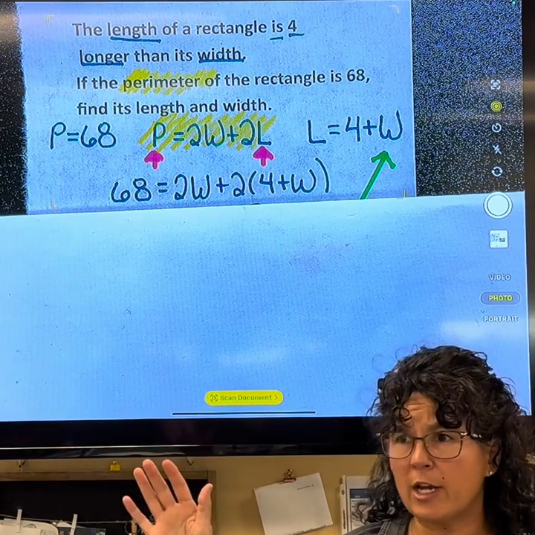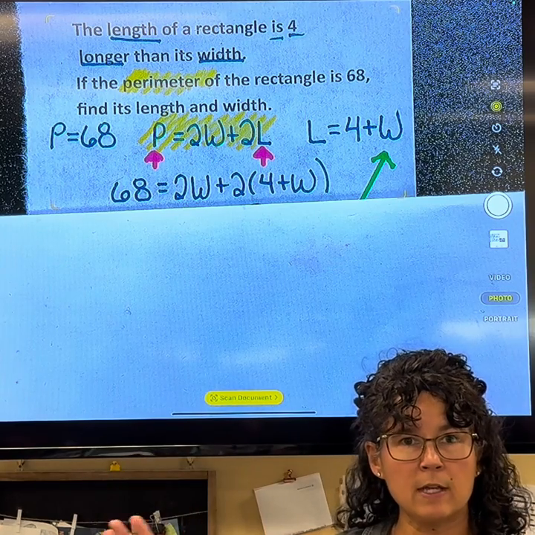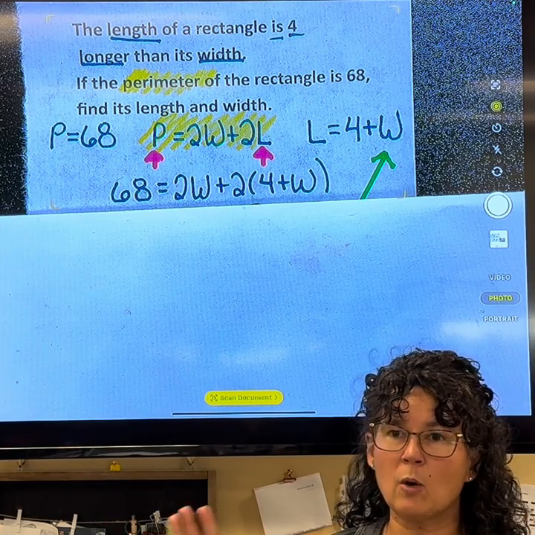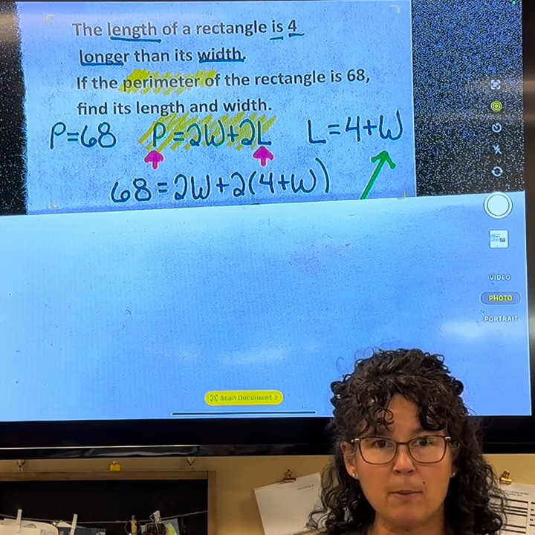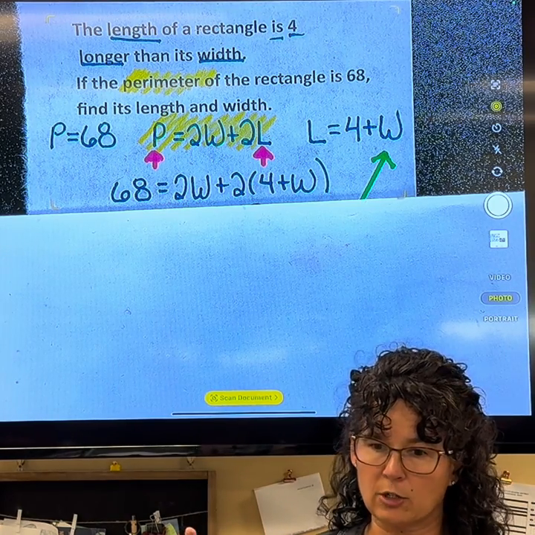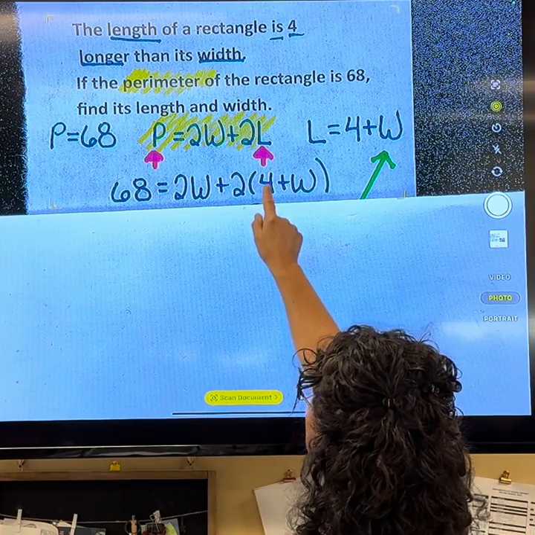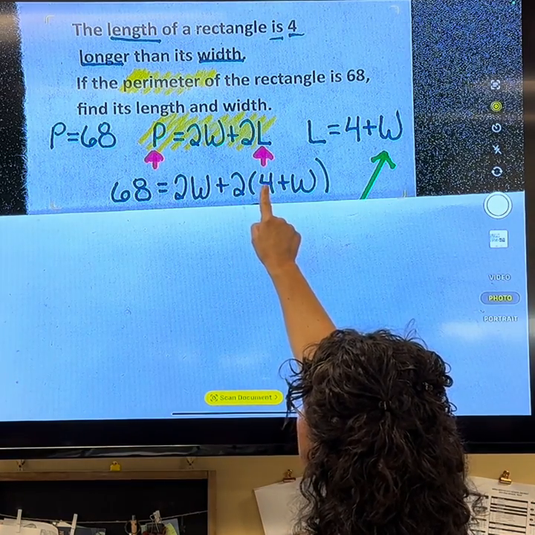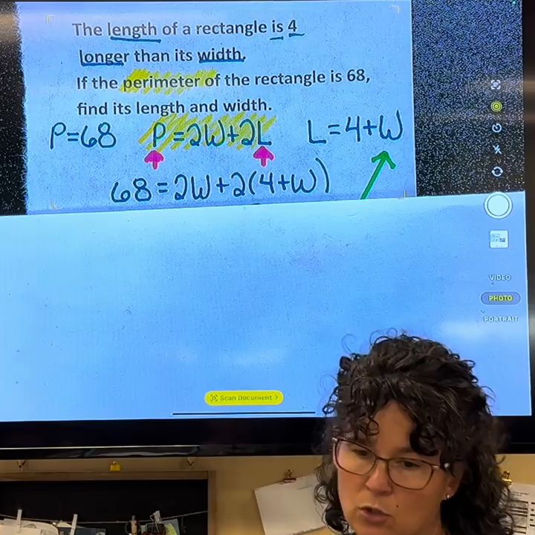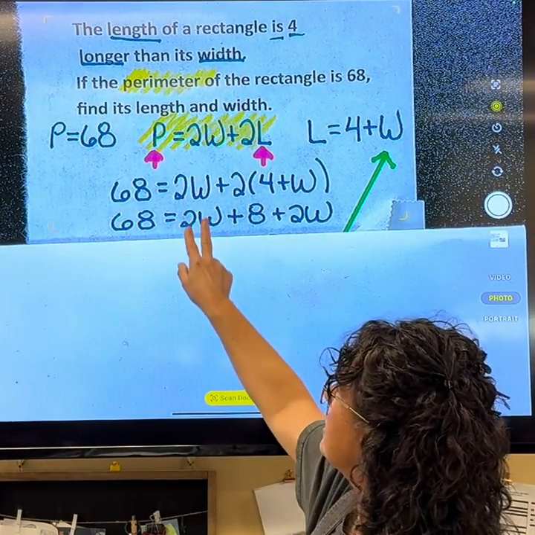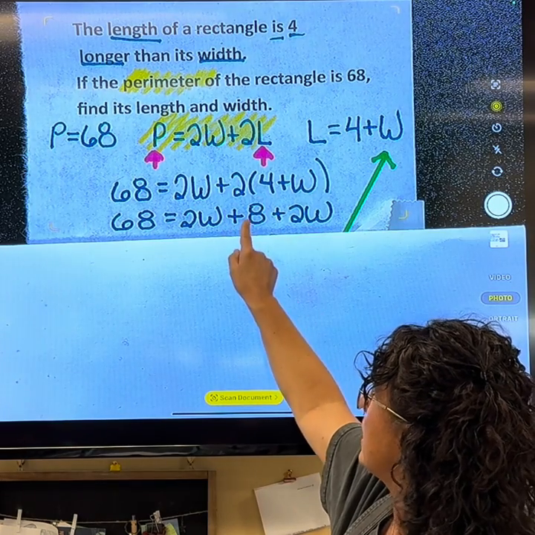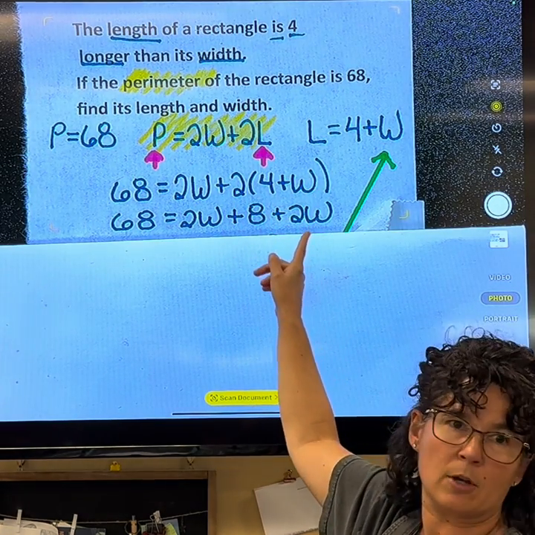To solve the equation, before I start moving letters to one side, numbers to the other, I want to simplify the side, and that's going to involve the distributive property and combining like terms. So I'm going to distribute the 2 through. 2 times 4 is 8, and 2 times W is 2W. So I'm bringing down the 68 that equals 2 times 4 is 8, 2 times W is 2W.